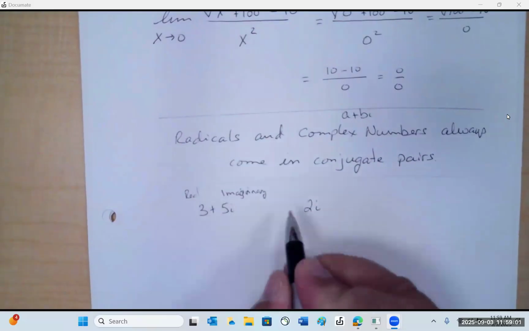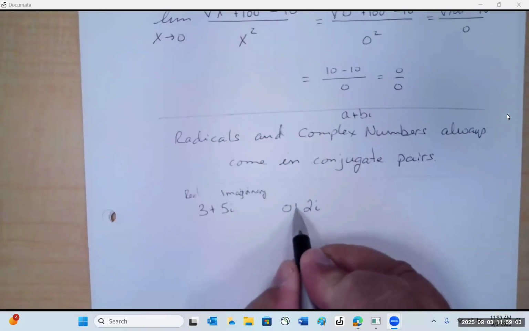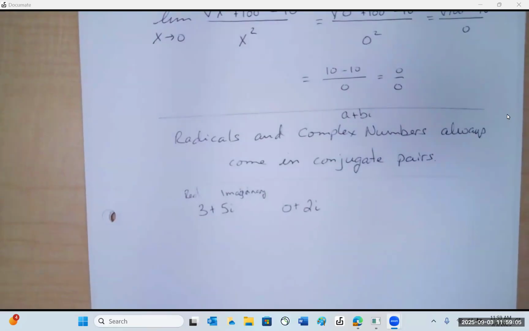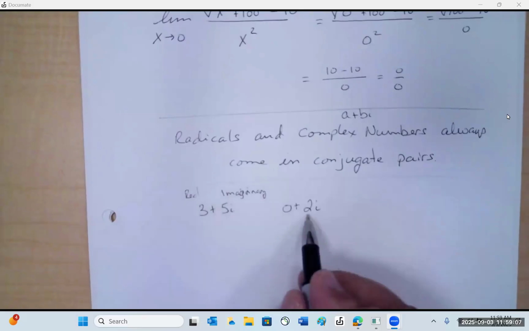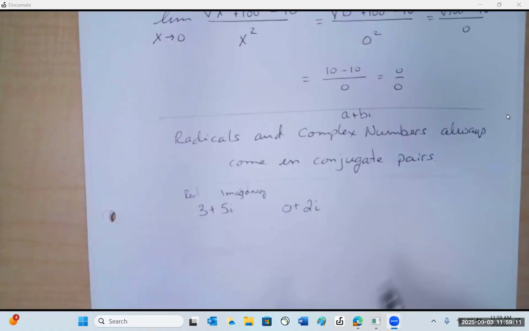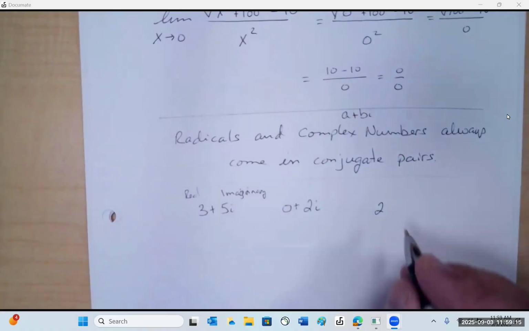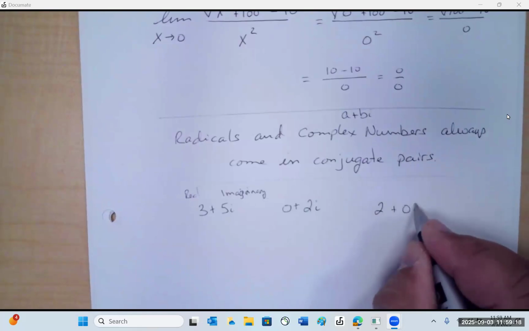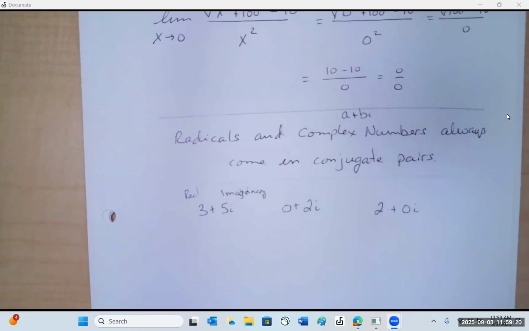So the real part is what in this case? It's 0. And this one's 3. But in this example, 2i, the real part is 0. Is 2 a complex number? Yes. The complex part is 0. Every number can be written as a complex number.